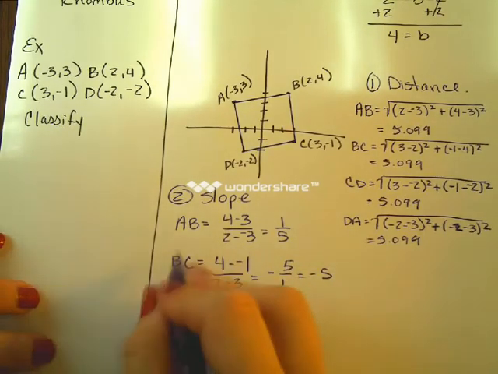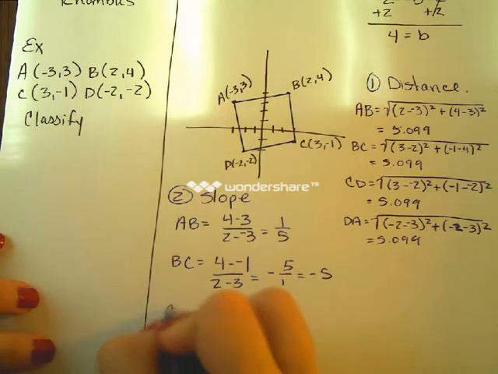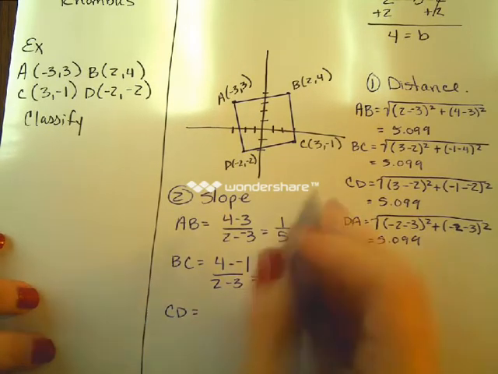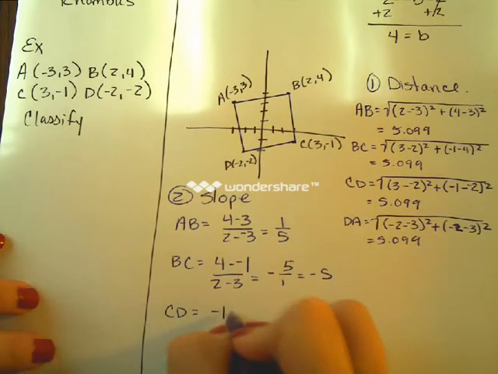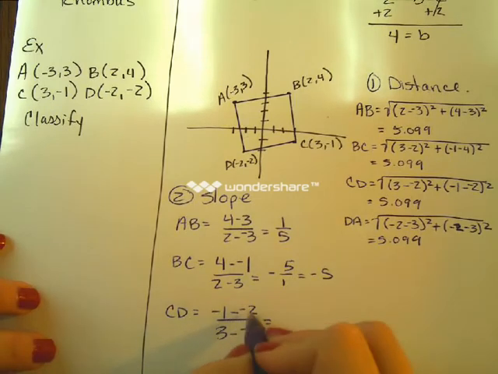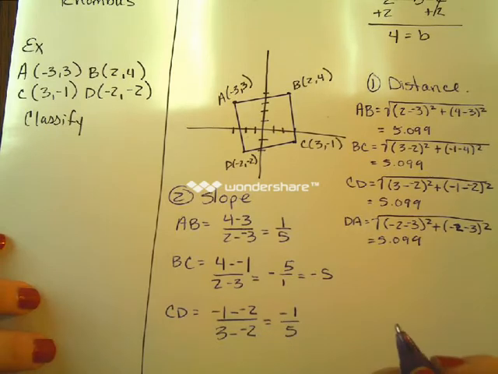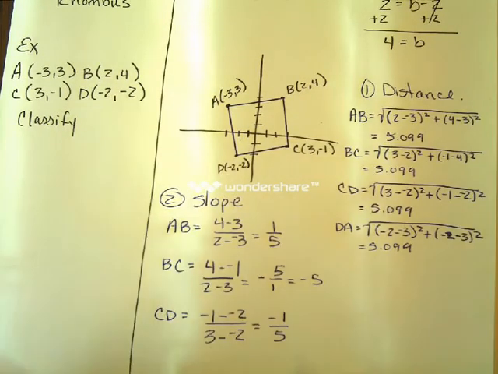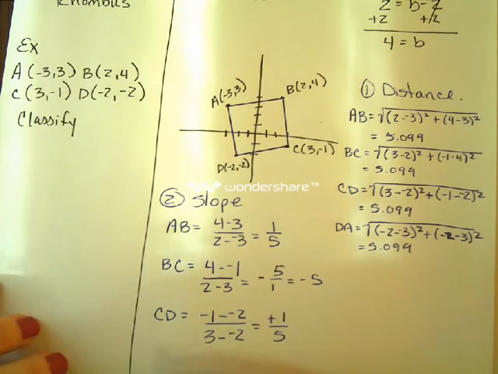CD, -1 minus a -2, 3 minus a -2. It's going to be -1 on top and a 5 on bottom. Wait, uh-oh. No, I'm sorry, that's a +1 on top. So again, we have 1/5, and looks like we're in good shape, but let's check the last one just to be sure.